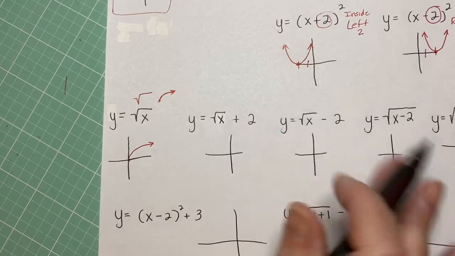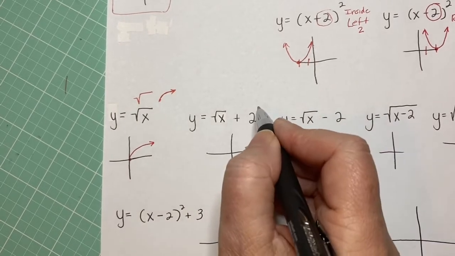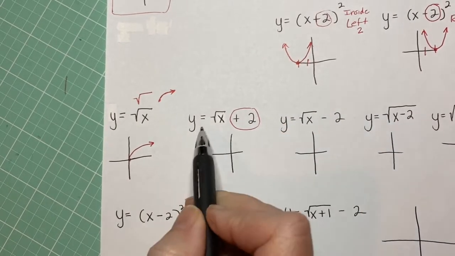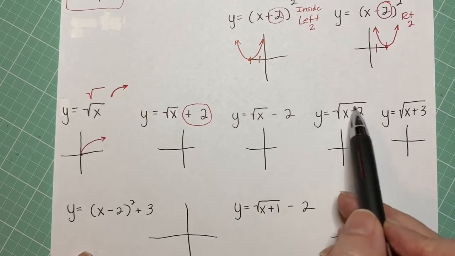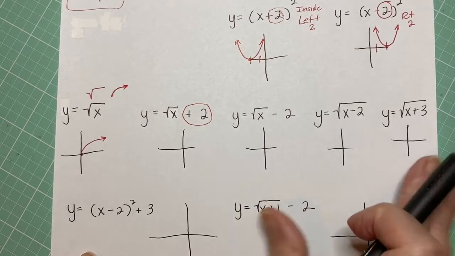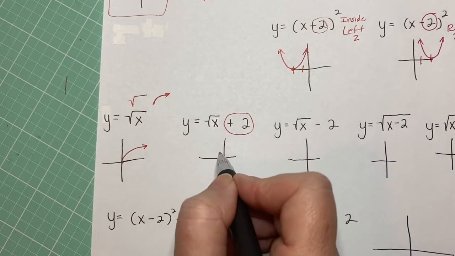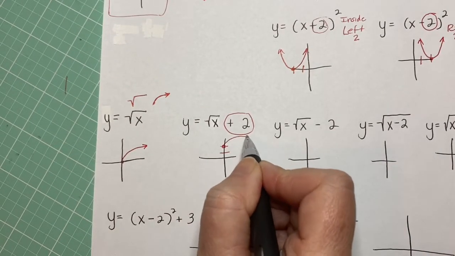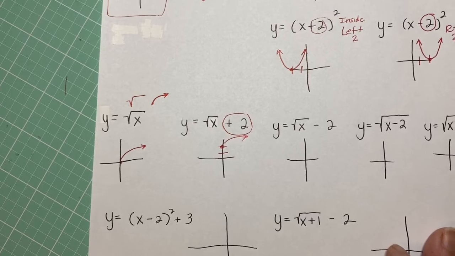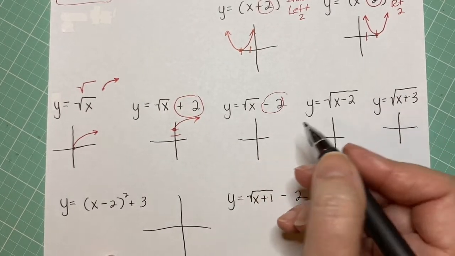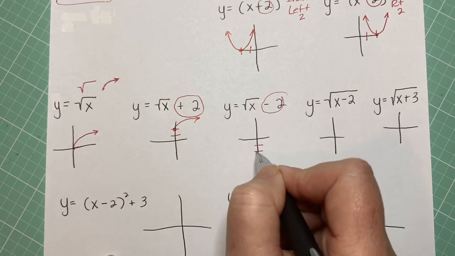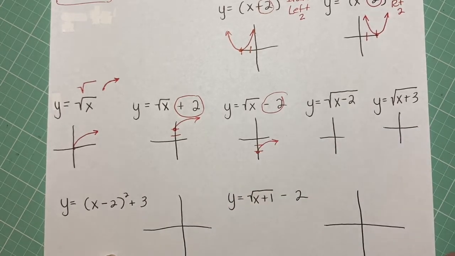Okay, so when you've got them all set up here, you want to look at this plus 2 is outside of the square root. These are kind of confusing, so you got to really pay attention to the line. This one's inside, this one's outside. So outside means go up 2 and then draw your square root. This one's outside, so that means down 2 and draw your square root.